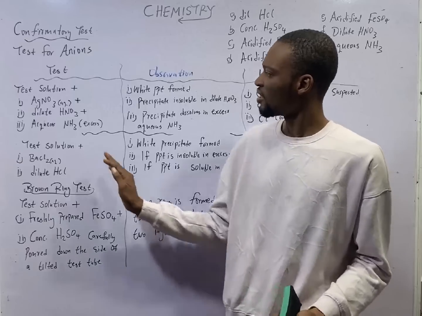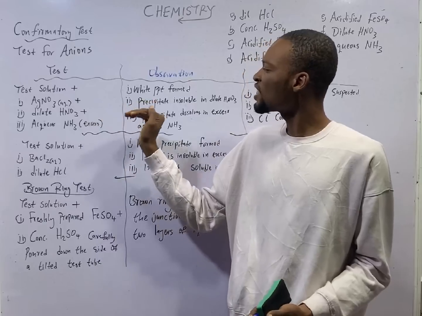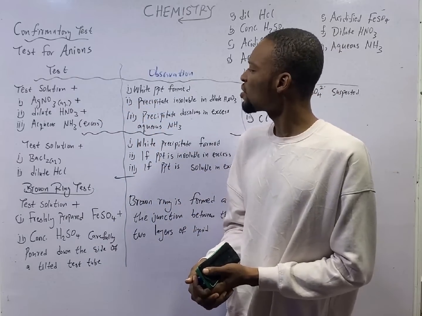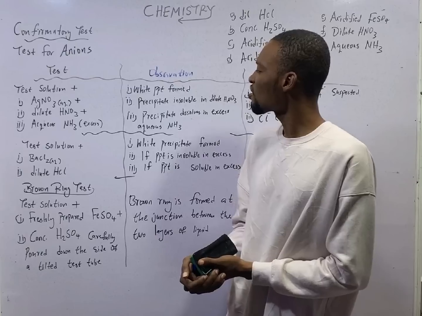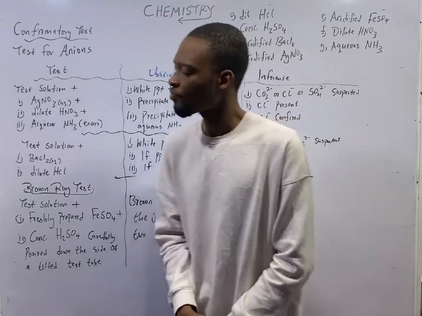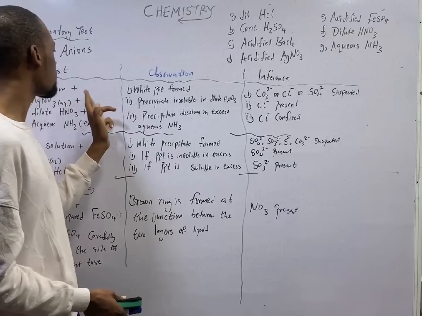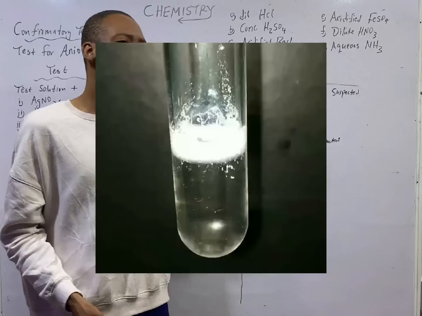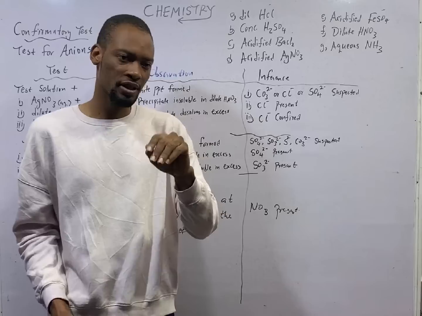You notice that it forms a white precipitate with silver nitrate. Then this precipitate is insoluble in dilute HNO3. And you see that this precipitate dissolves in excess aqueous ammonia. What do you think is present? The inference: when you add silver nitrate to a solution and a white precipitate is formed, CO3 2-, Cl-, or SO3 2- are suspected.